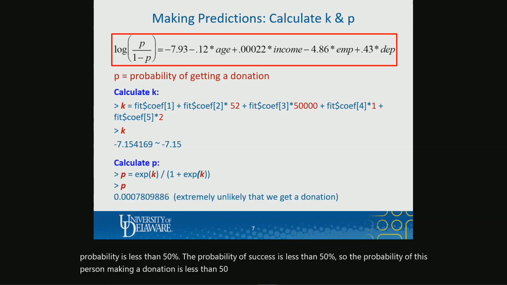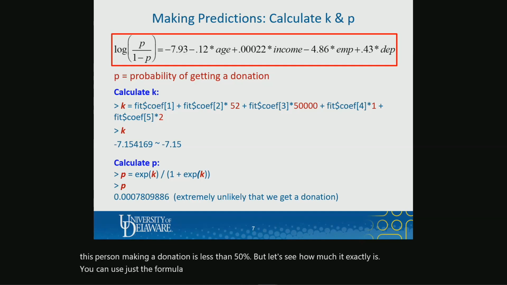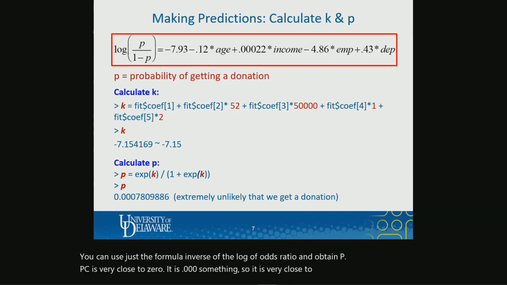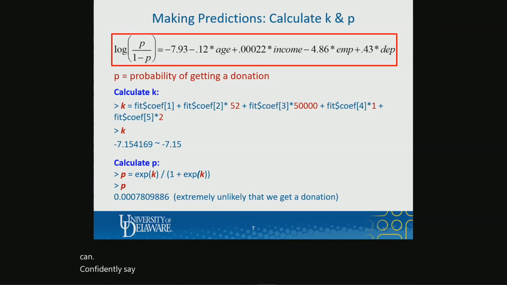But let's see how much it exactly is. We can use just the formula, the inverse of the log of odds ratio, and obtain P. P is very close to 0. It is 0.000 something. So it is very close to 0%, 0% chance. So we can confidently say that this person will not make a donation.